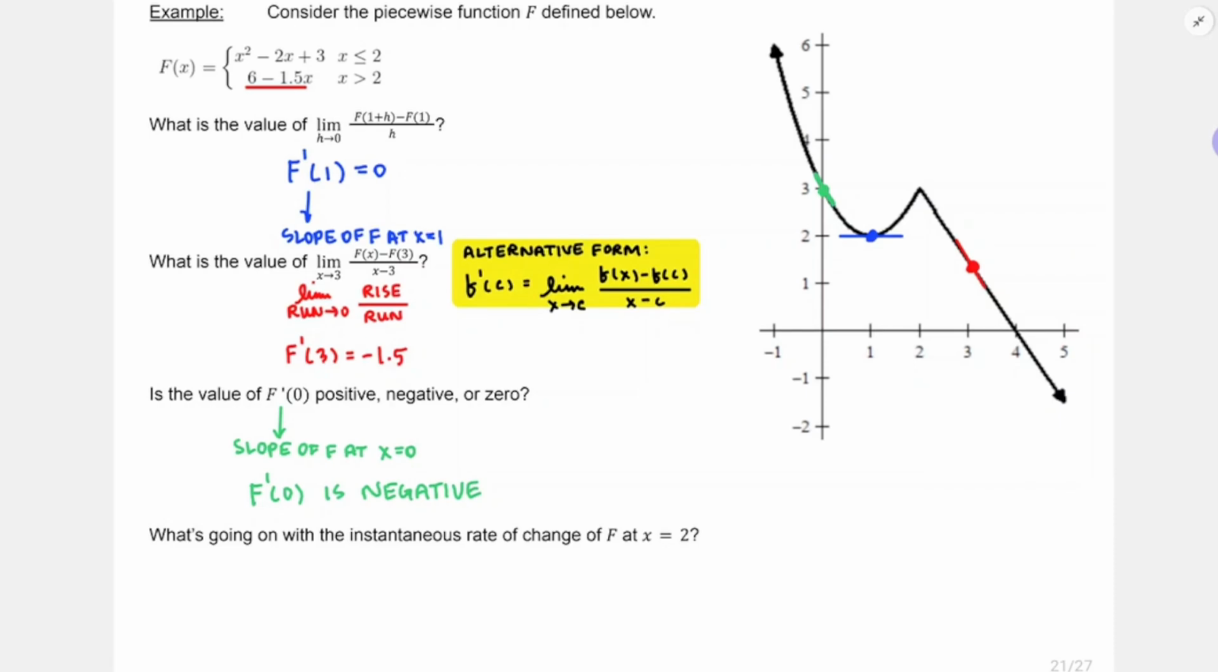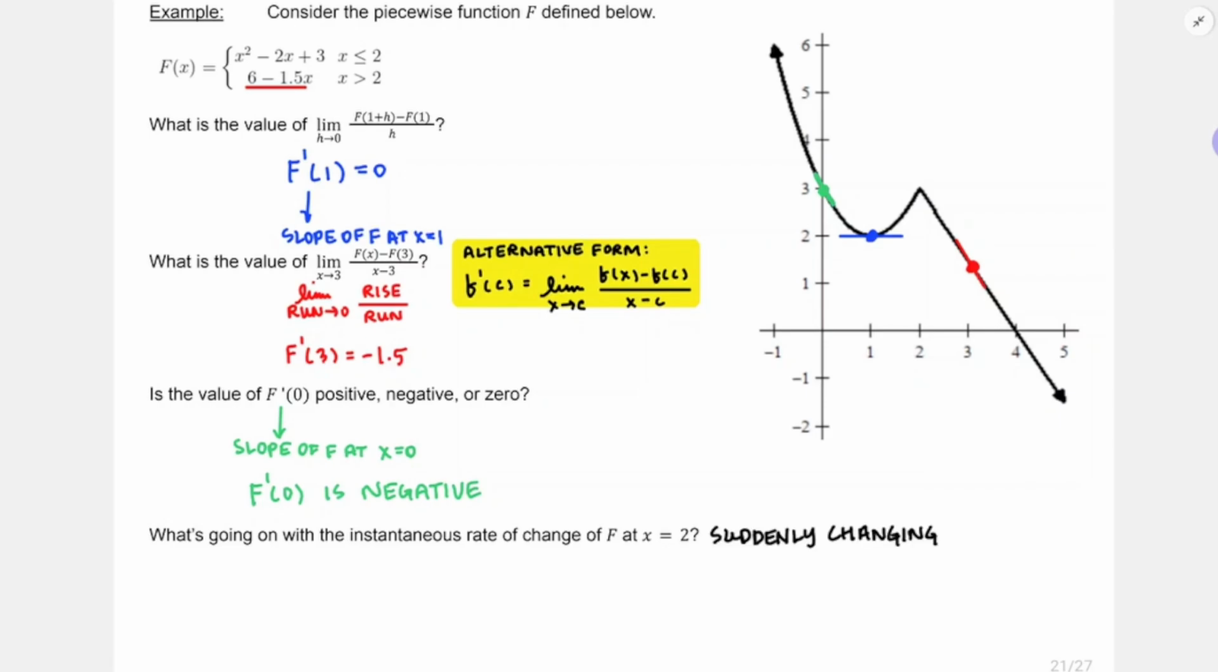And then the next natural question is like, what's going on with the instantaneous rate of change of this function at x equals 2? We've got something weird going on here. I always ask students what they've got to say about it, and they've got a variety of descriptors for it. But I'd say we've got like a sudden change in the instantaneous rate of change. The function f was increasing, and now it's suddenly decreasing. It looks like it's got a sharp corner on its graph. But we'll come to that in a minute. So I'm going to say it's suddenly changing.